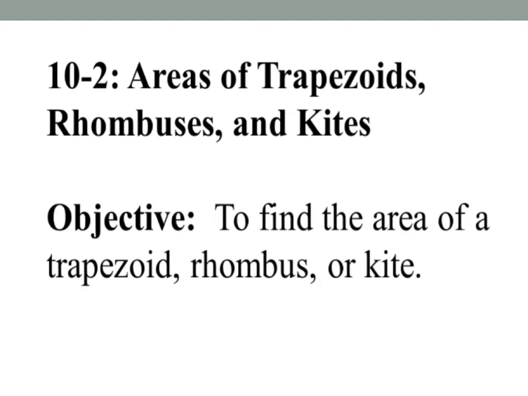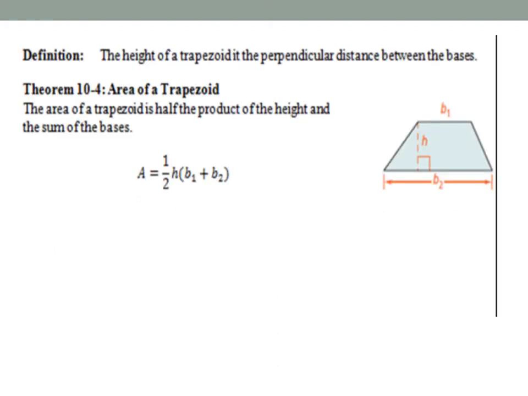Hello, hello. The next lesson: area of trapezoids, rhombuses, and kites. Again, the formulas will be given to you, but you have to know what to plug in where. First, the formula for a trapezoid.